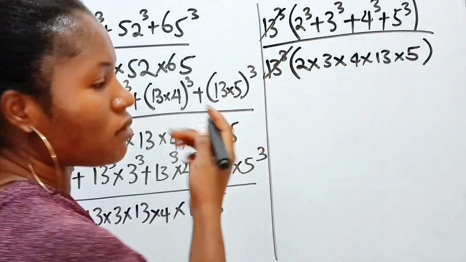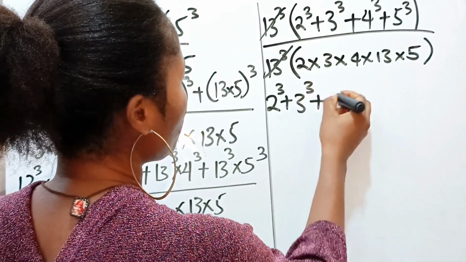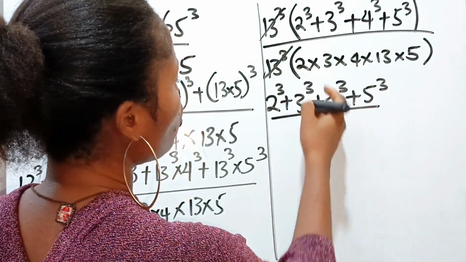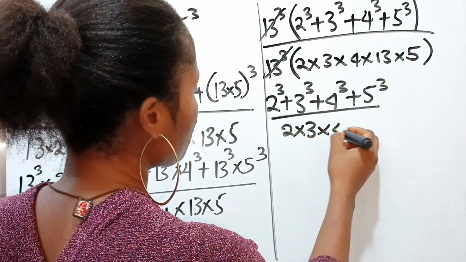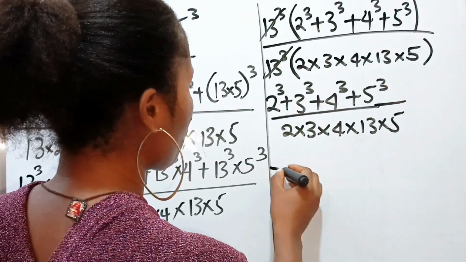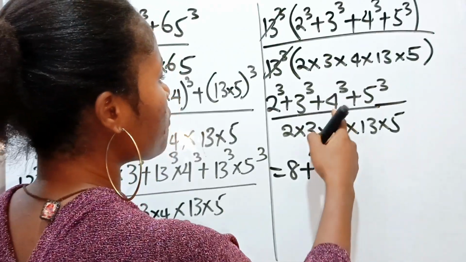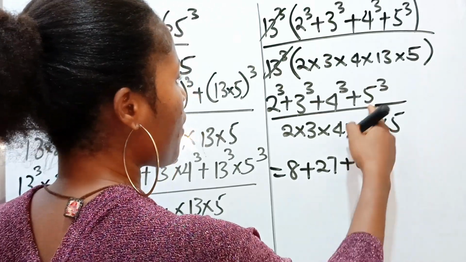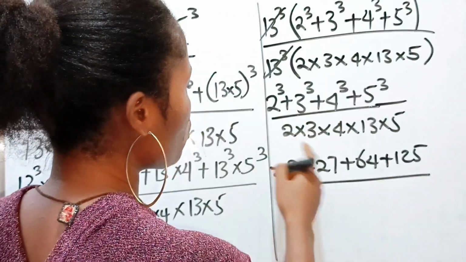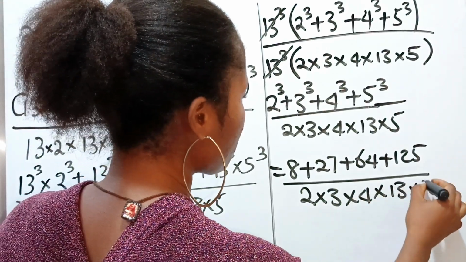So this will now cancel this out, and we have 2 to the power of 3 plus 3 to the power of 3 plus 4 to the power of 3 plus 5 to the power of 3, divided by 2 times 3 times 4 times 5. Now let's solve. 2 to the power of 3 is 8, 3 to the power of 3 is 27, 4 to the power of 3 is 64, 5 to the power of 3 is 125.